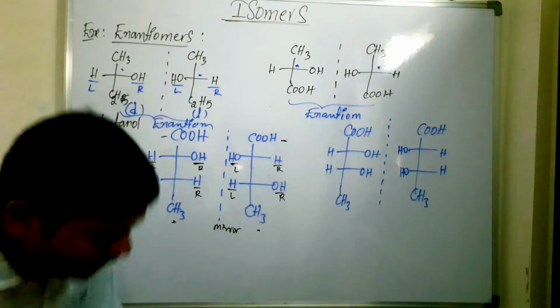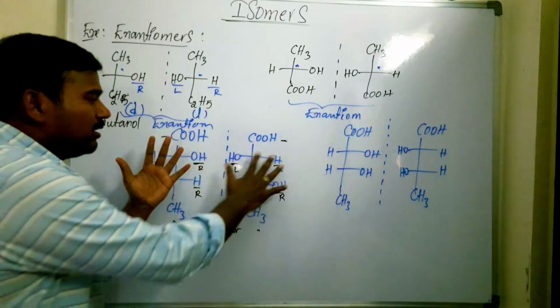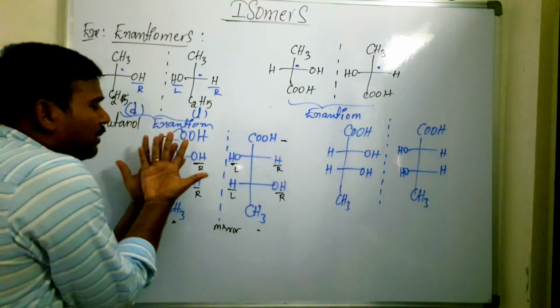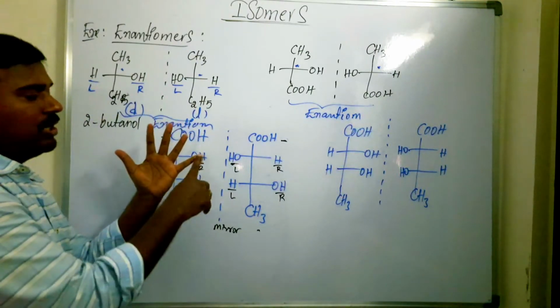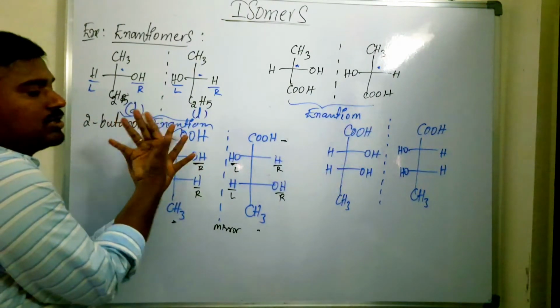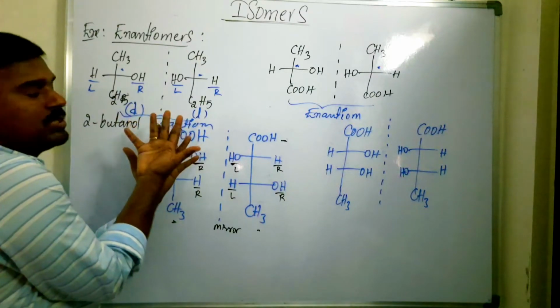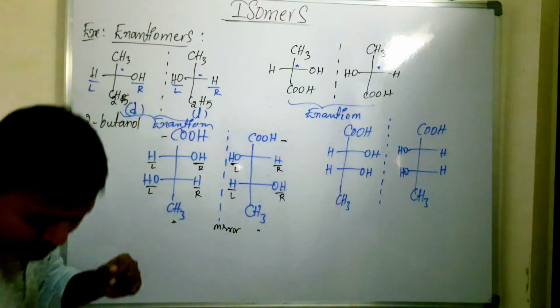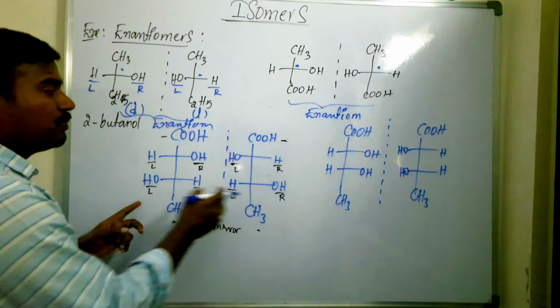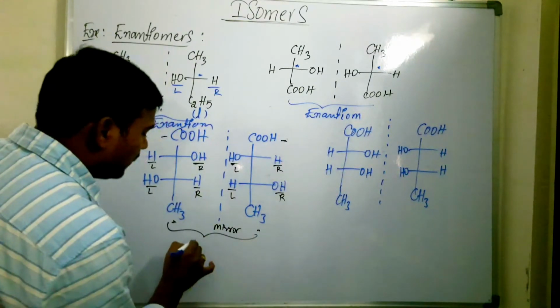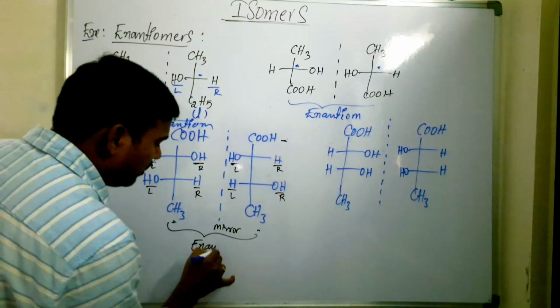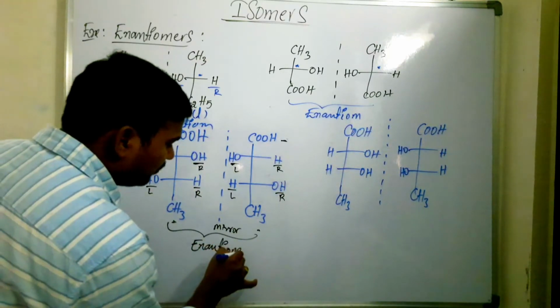Now you can take here, this is one hand. If you are placing this one, it will appear like this. Say for example it is OH, it is H. Now this OH is going this side, this H is coming this side. So these two are non-superimposable on their mirror images. These two are a pair of enantiomers.